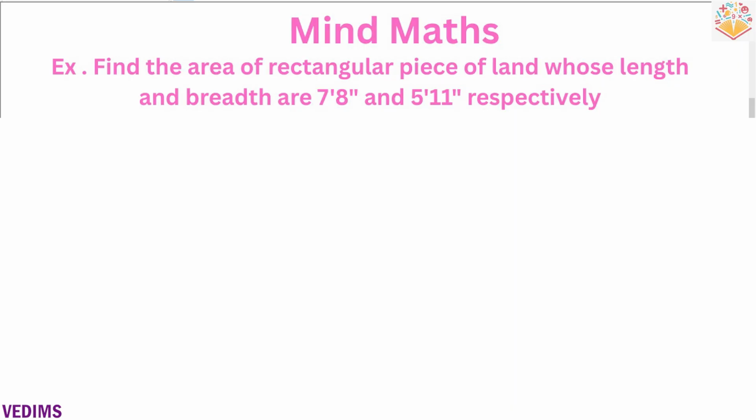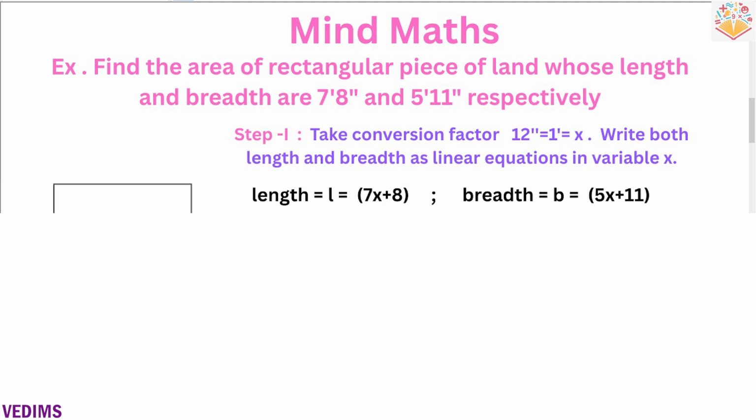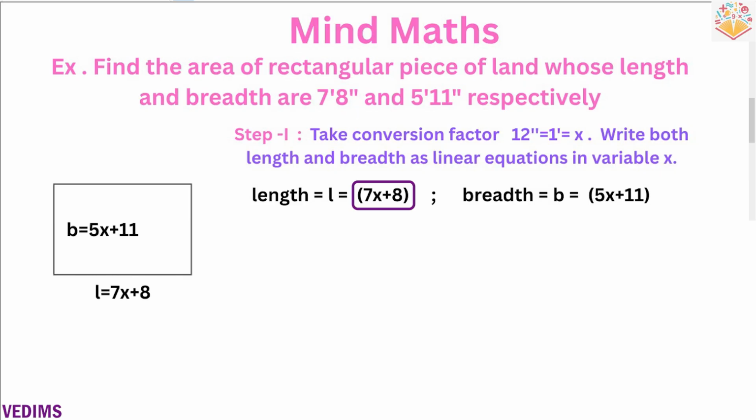In this same problem we will take, the first step is take a conversion factor, 12 inch or 1 feet as x. Write both length and breadth as linear equations in variable. Say length is 7 feet 8 inch. You can write it as 7x plus 8. Breadth b is equal to 5x plus 11.